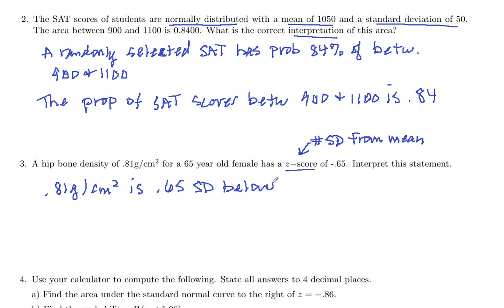Remember, positive is above and negative is below, and it's always in relation to the mean. And it's always the number of standard deviations. So it's a ruler, and your markings on the ruler are standard deviations.